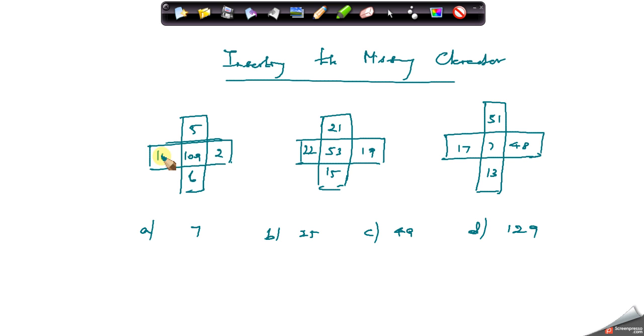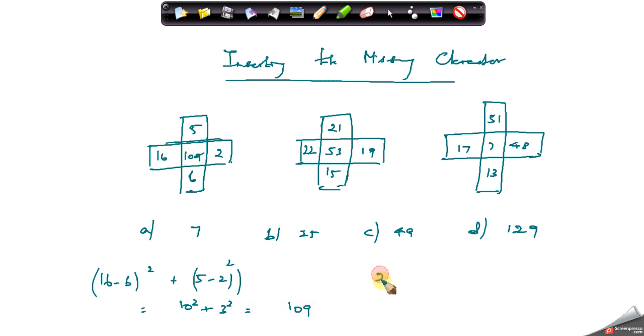If you clearly see, the pattern here is (16 minus 6) whole square plus (5 minus 2) whole square. This is what you are doing in this case. This is nothing but 10 square plus 3 square, which is equal to 109. That is what is given there.